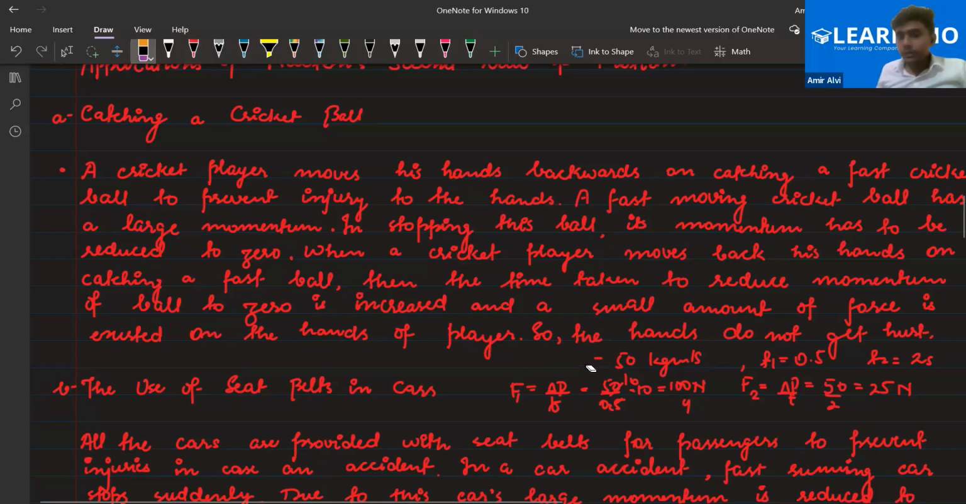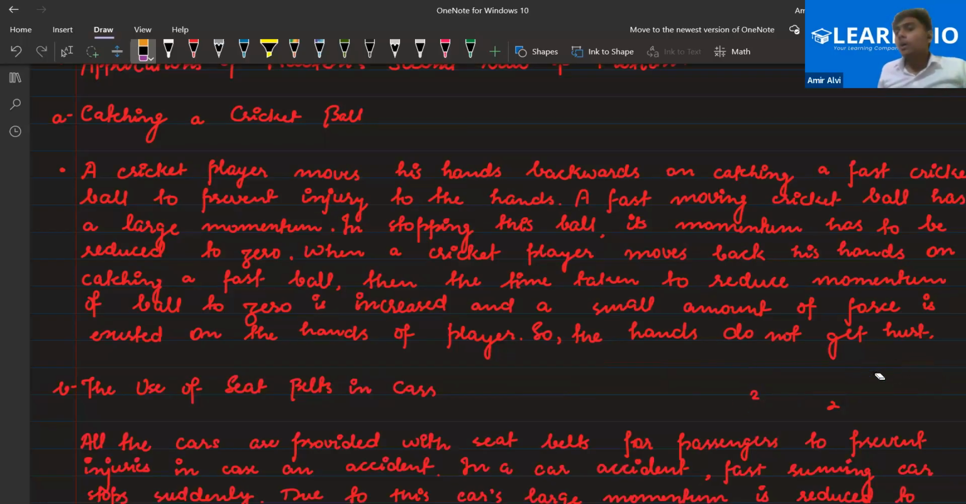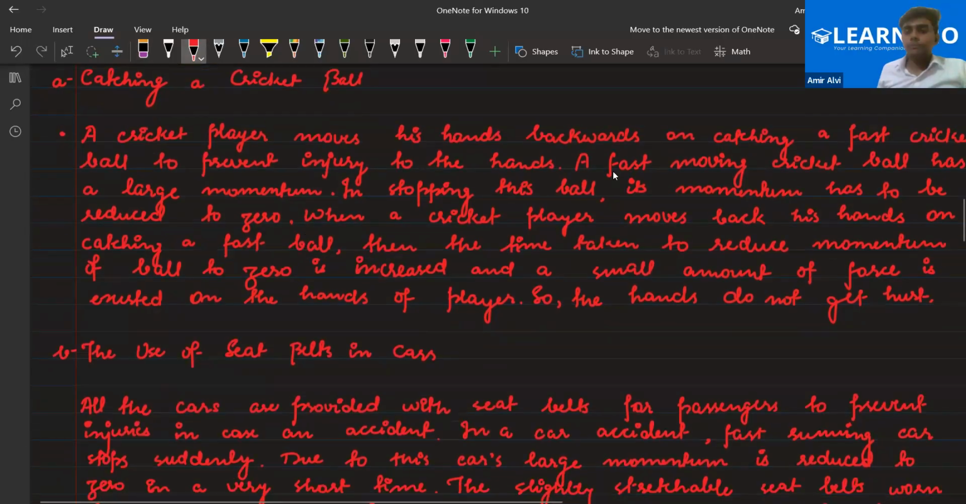So that's why we take our hands backward to stop the ball, so that we can increase the time to reduce the change in momentum. That will ultimately reduce the force on your hand by the ball. So when the time taken to reduce the momentum of the ball is increased, a small amount of force is exerted on the hands of the player, so the hands do not get hurt.